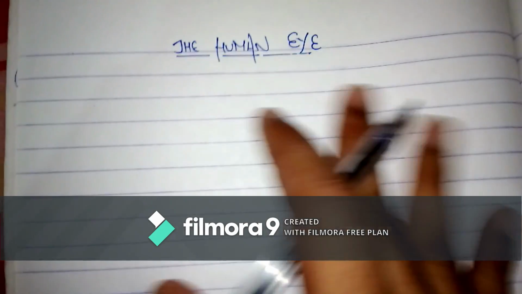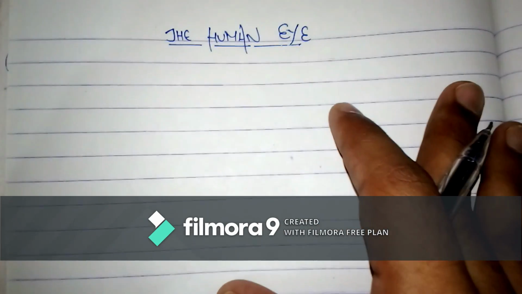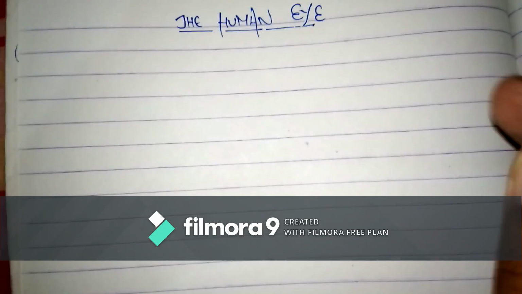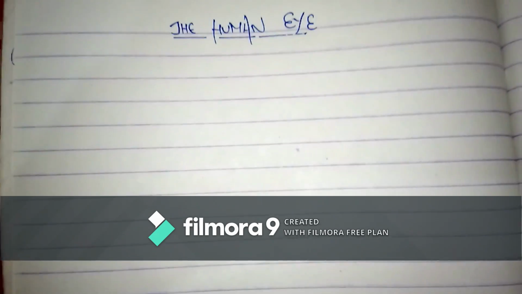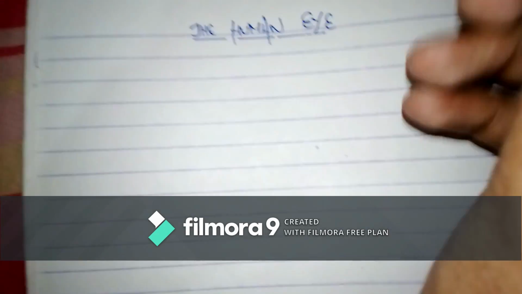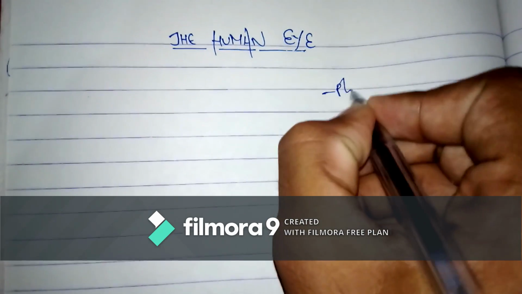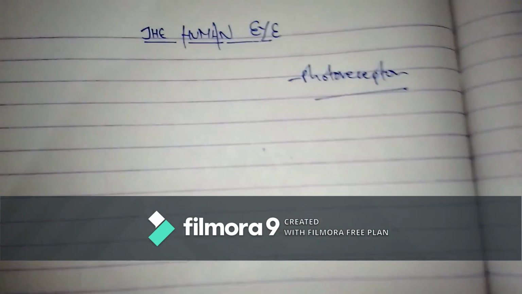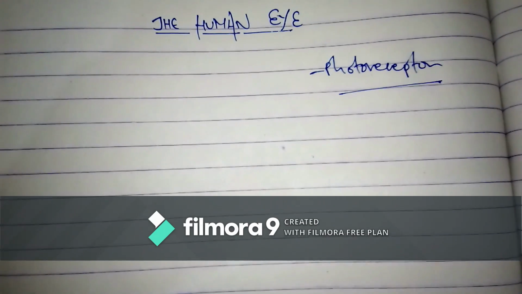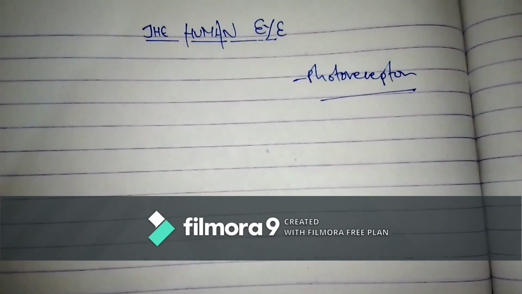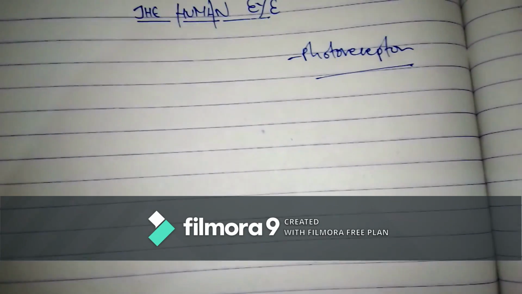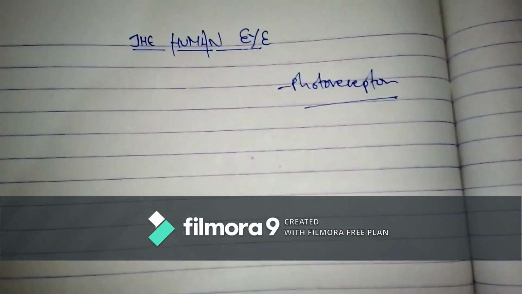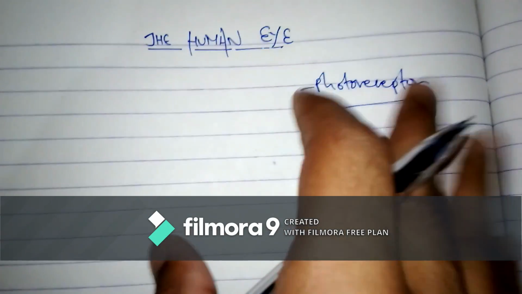So first of all, let's go to the structure of the human eye. Basically, the eyes are the organs of vision in our body, and so they are called photoreceptors. Photoreceptors means they receive the light and then convert the light into signals, impulses, which are sent to the brain, and then the brain shows the image. About that we'll be reading in the working mechanism.